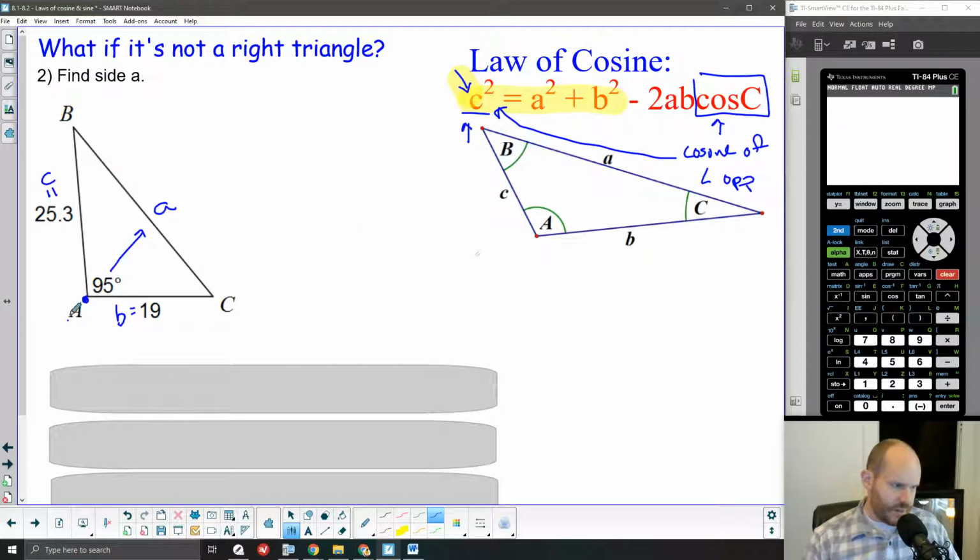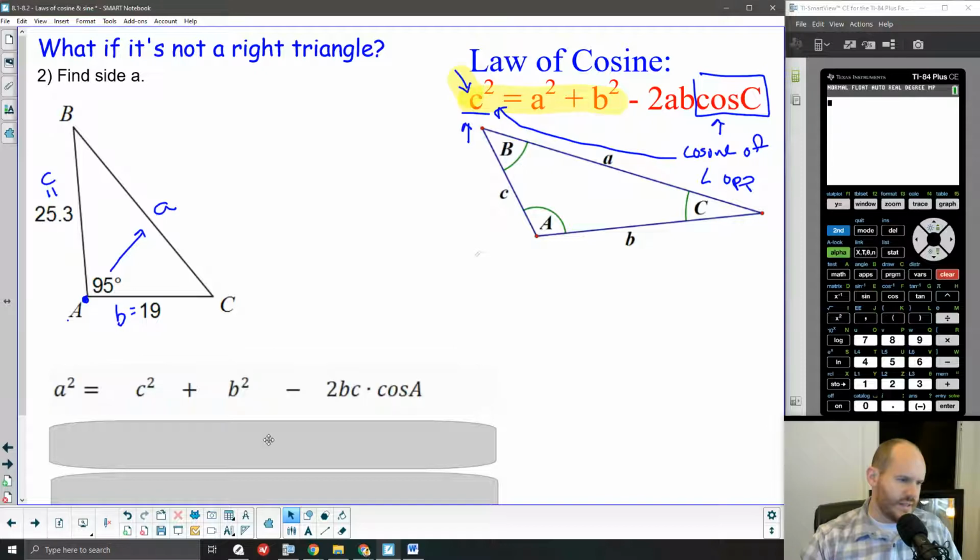Well, in this problem, I'm looking for side a, not for side c. So I could use this same format of formula, but the letters are in slightly different positions. Since I want to solve for a, I'm going to isolate a. What that means is that the remaining sides are going to be a combination of b and c, and I'll have the cosine of the angle opposite that isolated side. So I wind up with a squared equals c squared plus b squared minus 2bc cosine A. And that works for all 3 sides. So whichever side you're solving for, isolate that side, but just make sure you're using the cosine of the angle opposite that side in your formula.